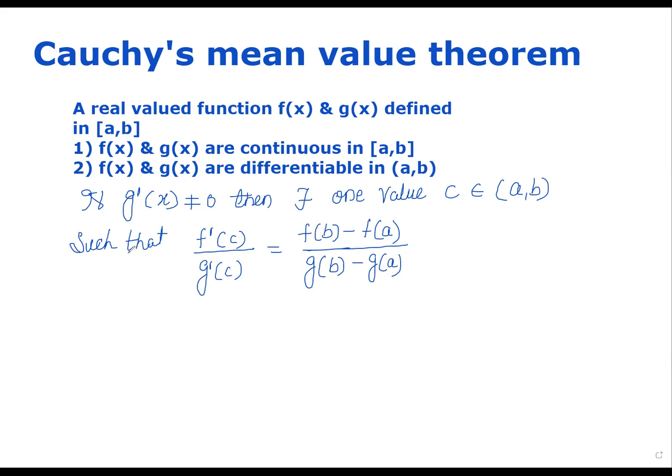So here is the statement of Cauchy's mean value theorem. Real valued functions f of x and g of x defined in the closed interval AB where g dash of x is not equal to 0, then there exists one value C which belongs to the open interval AB such that f dash of C divided by g dash of C is equal to f of B minus f of A divided by g of B minus g of A, where f of x and g of x are continuous in the closed interval AB, as well as differentiable in the open interval AB. Now by using this statement, we are solving examples verifying Cauchy's mean value theorem.